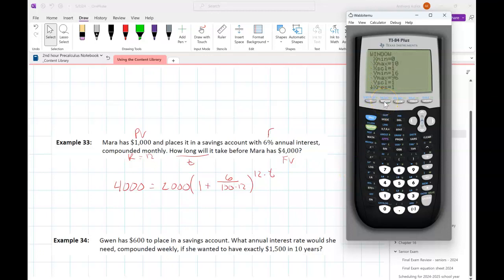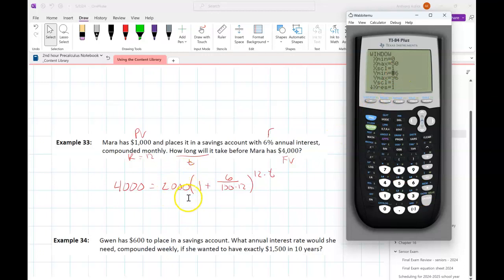I'm going to mess with my window here, though. So T is time, right? I don't really have any idea how long this is going to be, but I'm just going to say 0 to 50. I'm hoping in 50 years we've doubled our money. Probably well in advance of that, but it's hard to guess from an interest rate. So I usually just do bigger than you need.